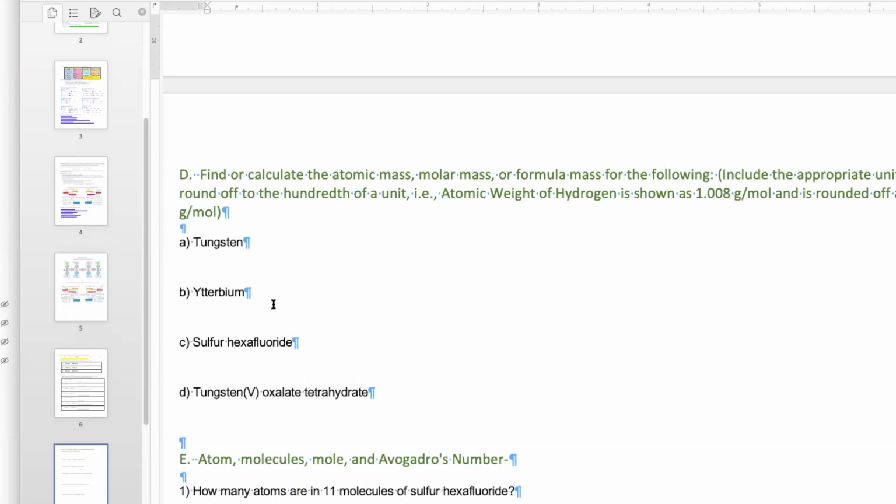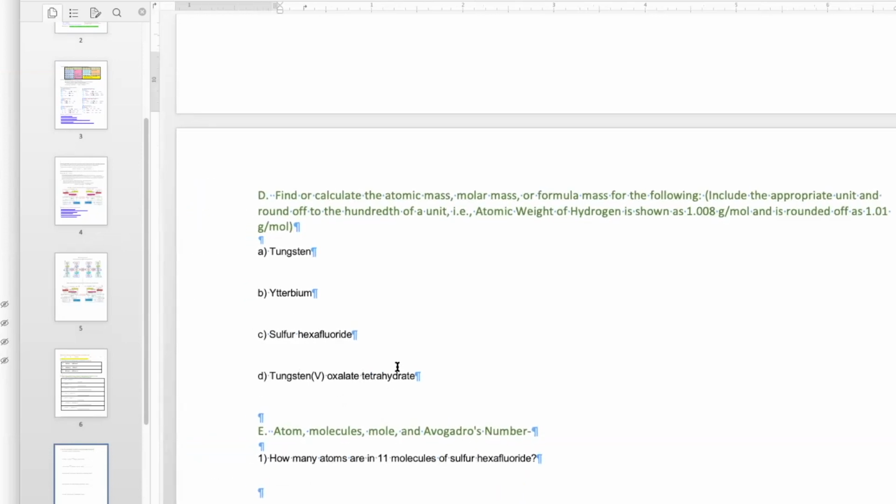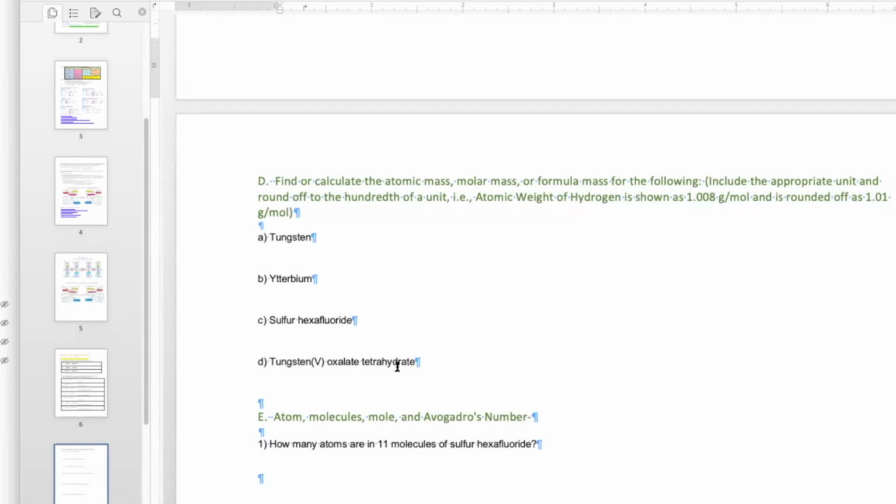Here, look up tungsten, atomic symbol W. Yttrium, that's not Y. Okay. You need to look that up yourself. Sulfur hexafluoride. Okay, that's just sulfur and 6 fluorines. So calculate the molar mass of all those things.